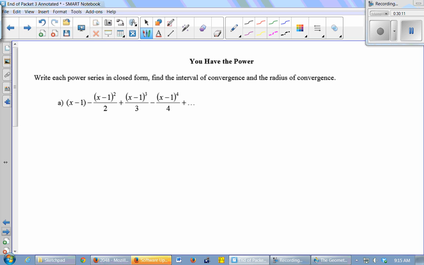All right, so now some for you to try. Write each power series in closed form, that's sigma notation, and find the interval of convergence and the radius of convergence. Since most people got this, you get the interval of convergence is 0 to 2, which means that the center is at 1 and the radius is 1. But you have to determine separately whether or not you should include 0 and 2 in the interval.